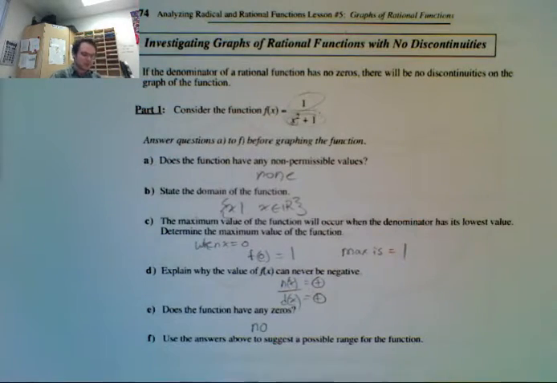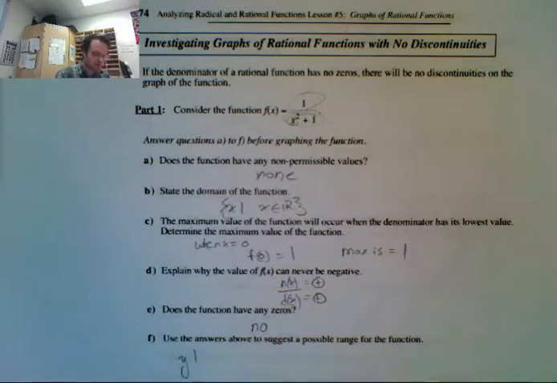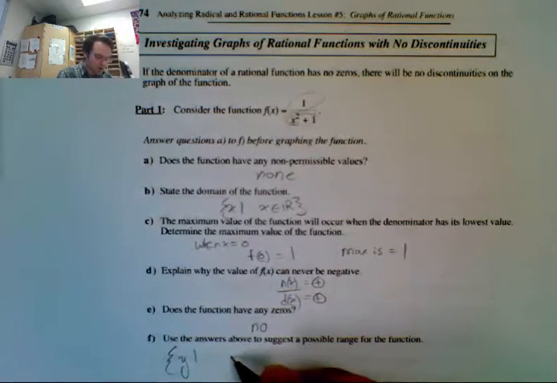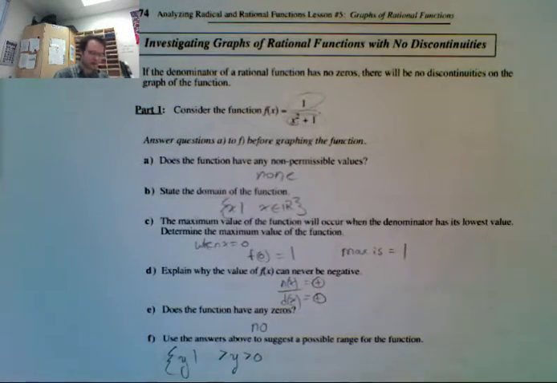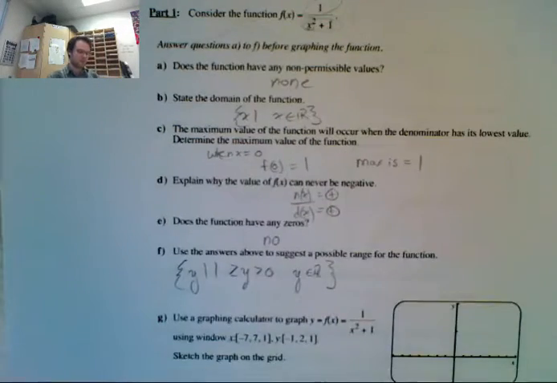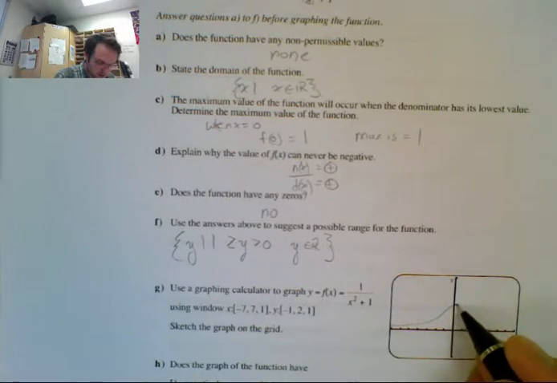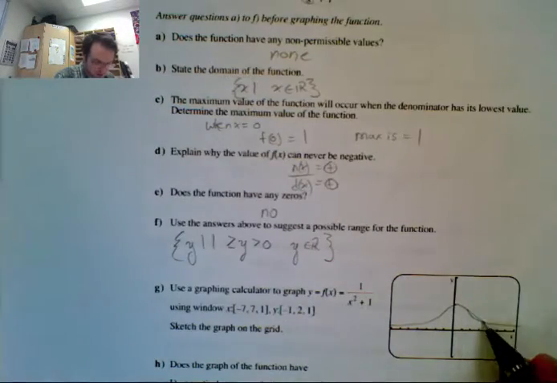Use the answer above to suggest a possible range. Well, for my range, we're going to look at y such that we want y to be greater than 0, but y must also be less than or equal to 1, and y is an element of all real numbers. So if I was to graph this on a graphing calculator, it would look something like this. Oh, it comes more down like that.